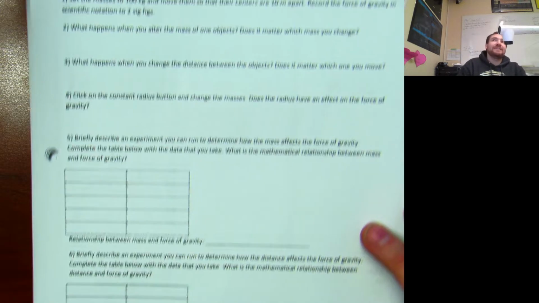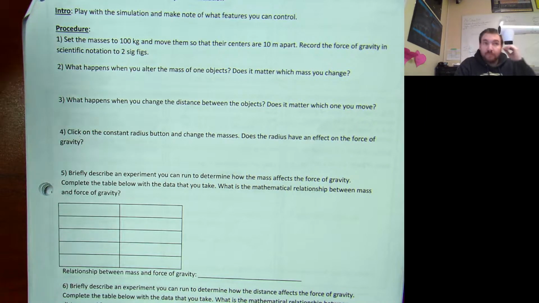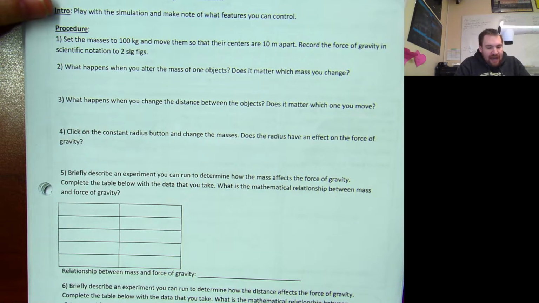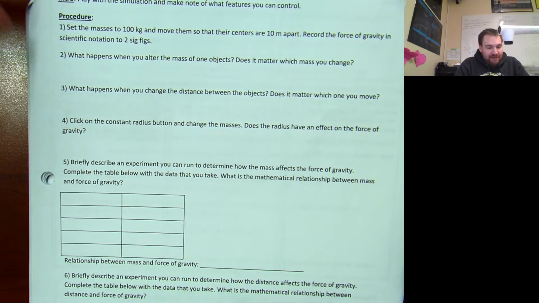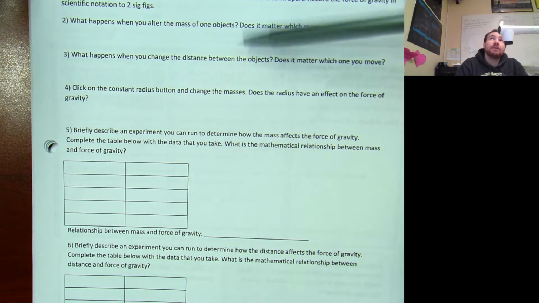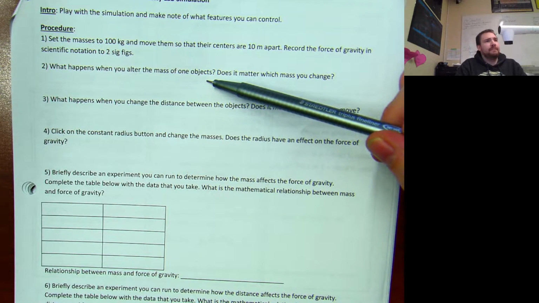Okay. The last thing I wanted you to do for homework was this. How did this go? Great until I got to the table. Great until you got to the table. That's pretty straightforward. What did we establish here? You set the masses apart. You took a measurement of gravity. What happens when you alter the mass of one of the objects? What stays the same? The gravitational force.